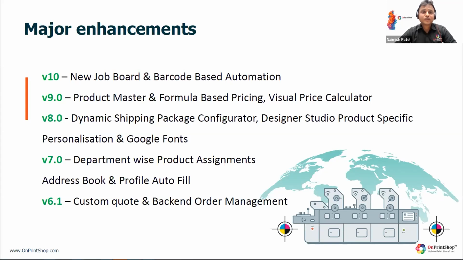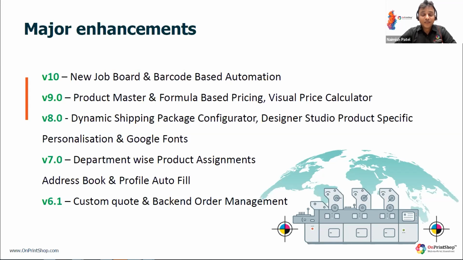So OnPrintShop today is not only a web to print or print e-commerce, but a completely integrated print e-commerce and order management. So V10 will be talking about that, the new job board, plus the barcode based automation. And one client shared feedback that using this kind of workflow, they're also able to manage 100, 200 orders a day.